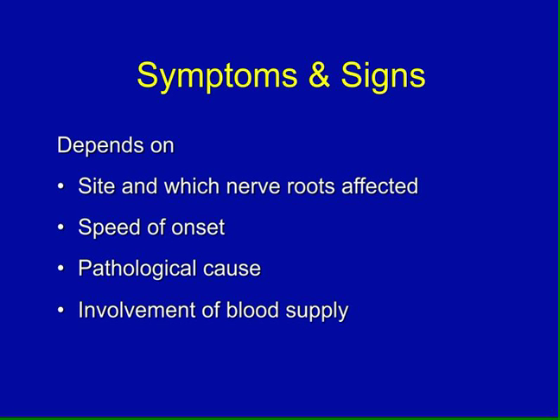The signs and symptoms depend on the site and which nerve roots are affected, of course. It also depends on the speed of onset. So if you have a very slow increase in the compression, you may get a degree of compensation, and you may get larger tumours which have developed alternative vascular supply, so you don't get an acute infarction. So therefore, it also depends on what the pathological cause is. So you could have a slow-growing intrinsic spinal cord tumour which has been around for several years, or you could have an acute lymphoma causing acute compression, and they would present in a different way.